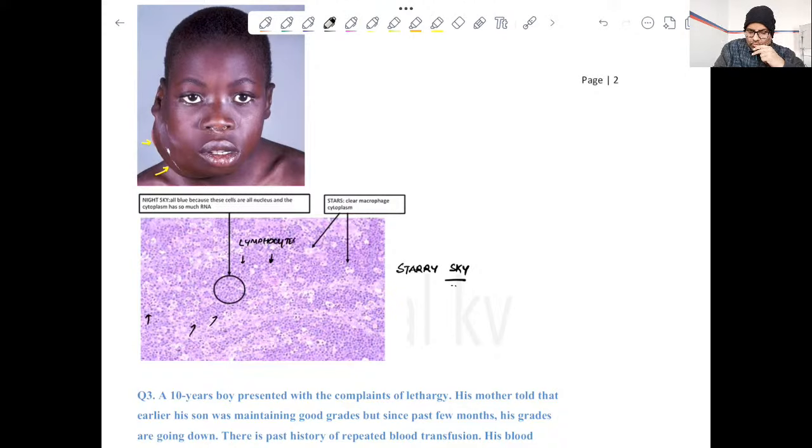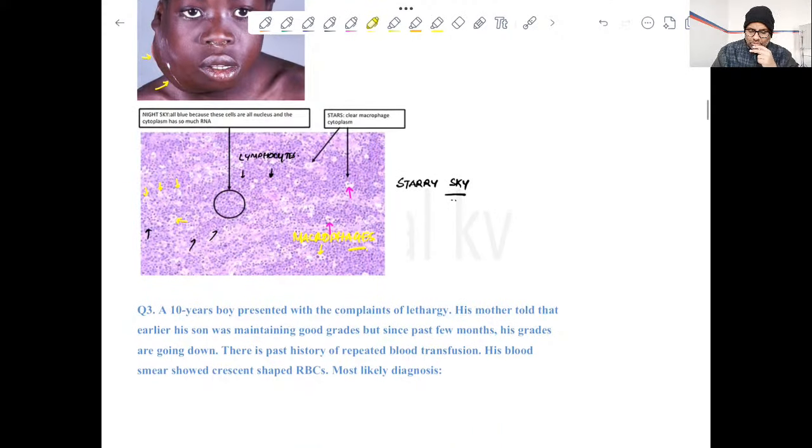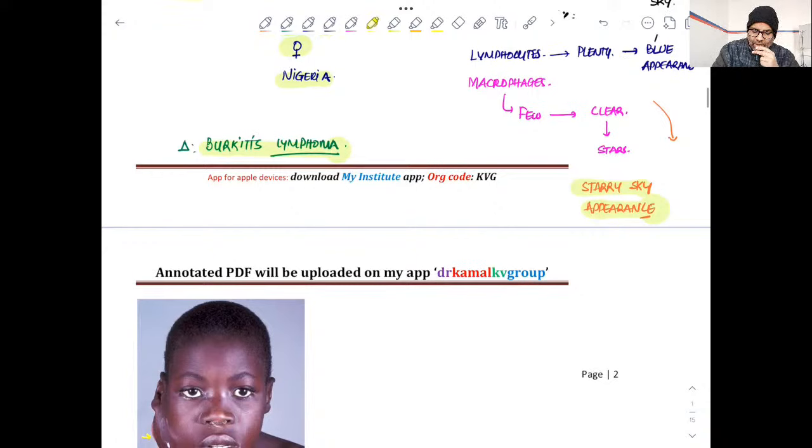And in those blue dots, you can see a few white areas. These white areas are actually macrophages with clear cytoplasm, right? So these are macrophages, and these look like stars, and the lymphocytes give an appearance of blue sky. So this is known as starry sky appearance. This is Burkitt's lymphoma, and the translocation is t(8;14). So just remember this much.